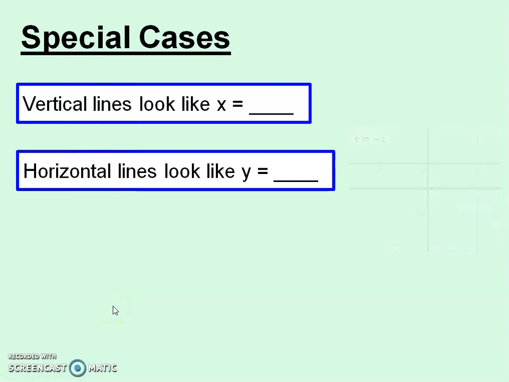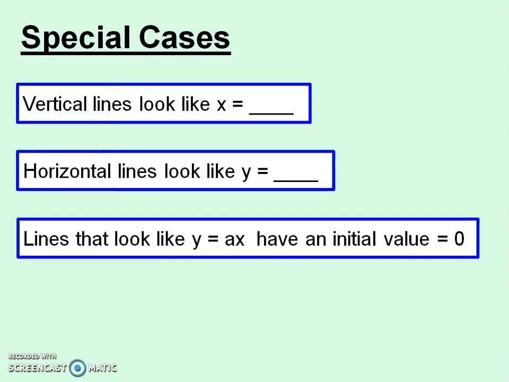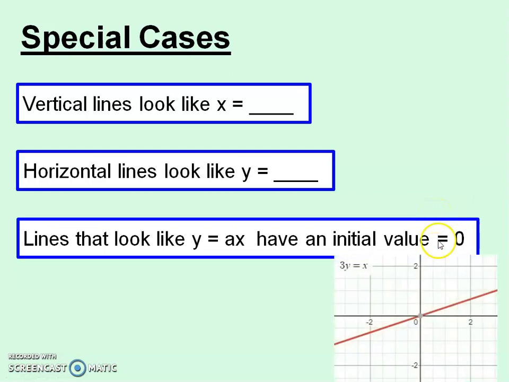And finally, also a little bit of a special case, if you have a line that looks like this, y equals ax or mx, and it does not have an initial value, it means that your initial value is 0. So for instance, 3y equals x is not even isolated. First, I would divide by 3 and get y equals x over 3. And that means that my initial value is 0. It passes through the origin. It passes through (0, 0). And then my slope, in this case, would be 1 over 3.